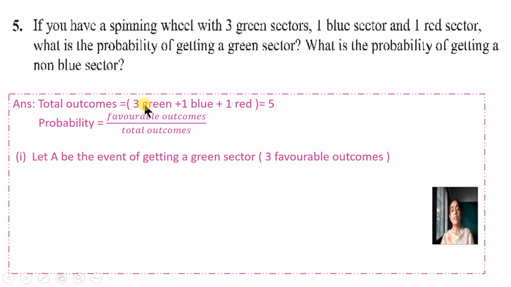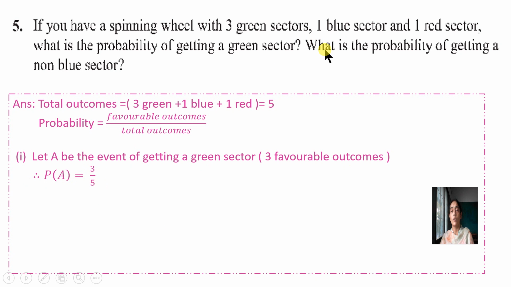How many green sectors are there? 3. So 3 favorable outcomes. Therefore, P of A is equal to 3 upon 5. 3 is the favorable outcome. 5 is the total outcome.